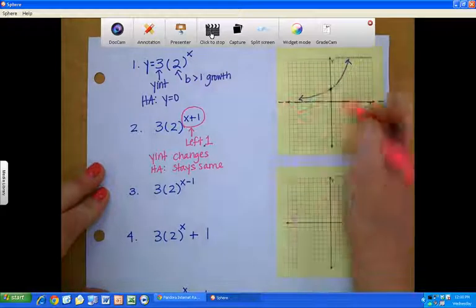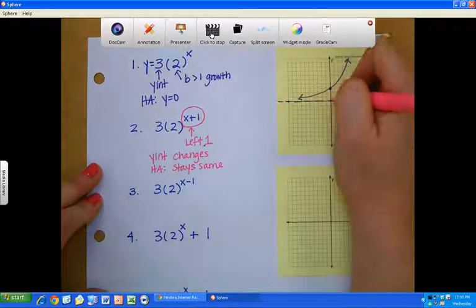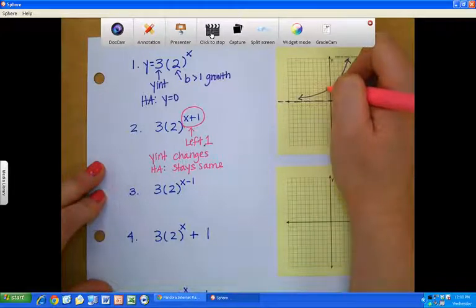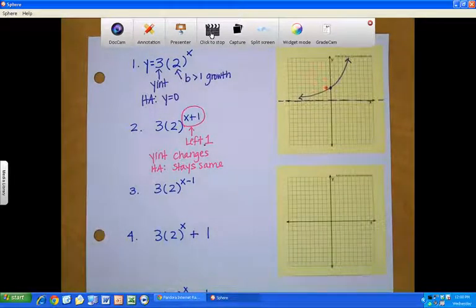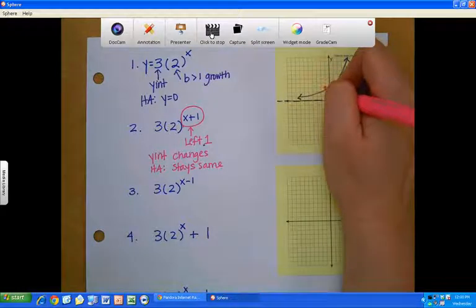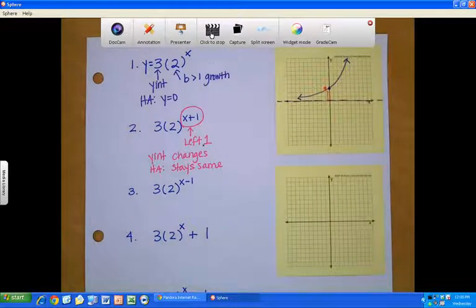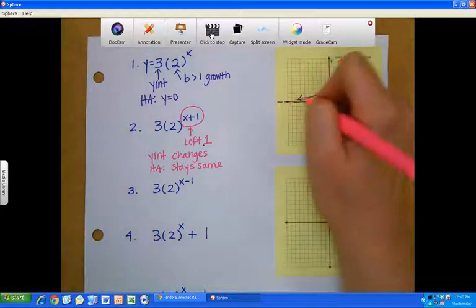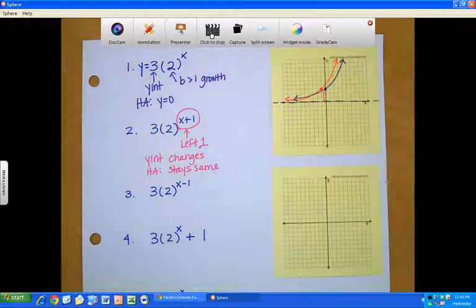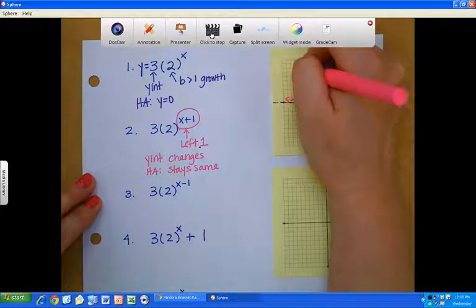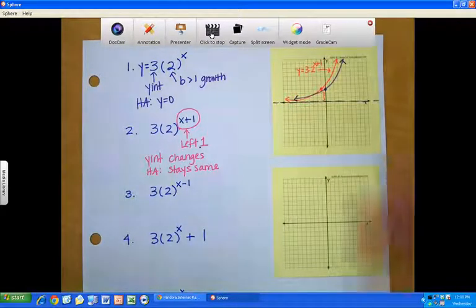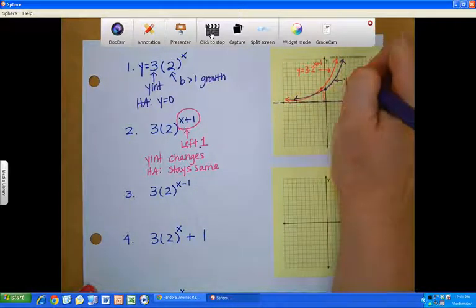So the horizontal asymptote is the same, but the y-intercept, instead of being here at 1, it goes to 3. It moves to the left 1. So there's my new intercept. It still has to be 3 away from the asymptote. That part does not change. So then you just draw the graph. So this one right here is y equals 3 times 2 to the x plus 1. And this is your original of y equals 3 times 2 to the x.